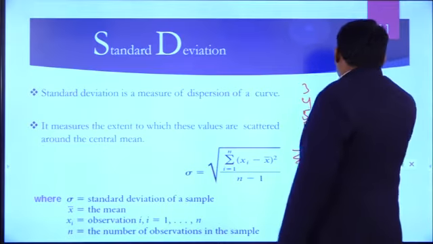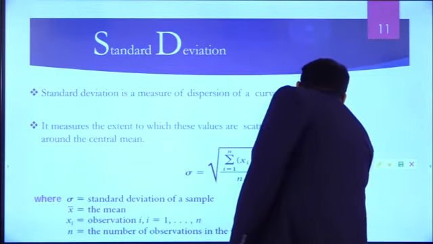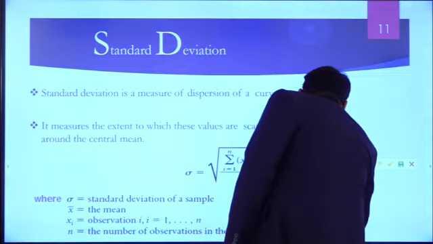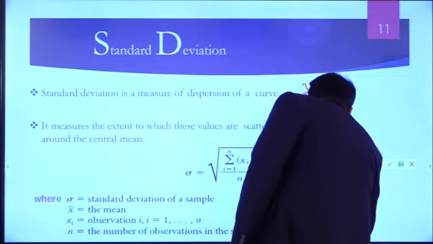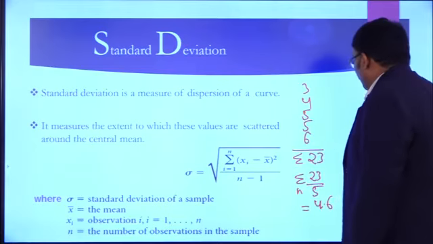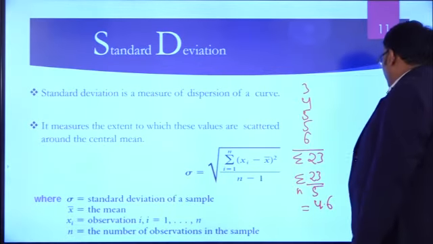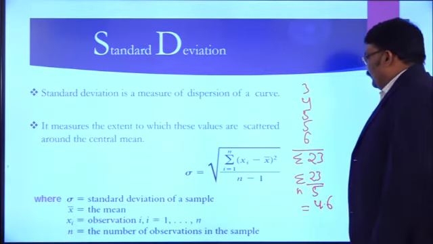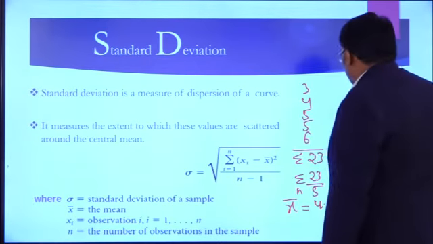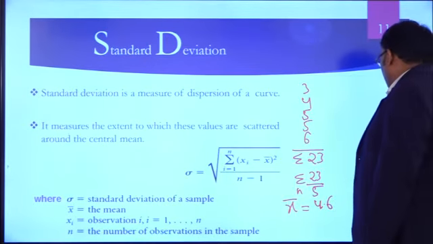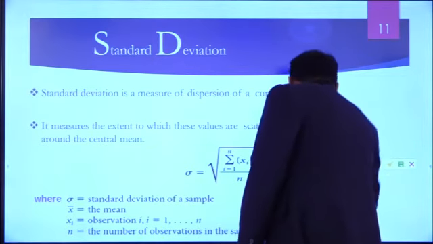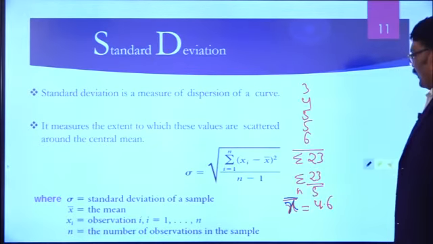Now, the summation 23 divided by n, which is 5, gives the value 4.6. So 4.6 is the value we have identified, that is the x bar.